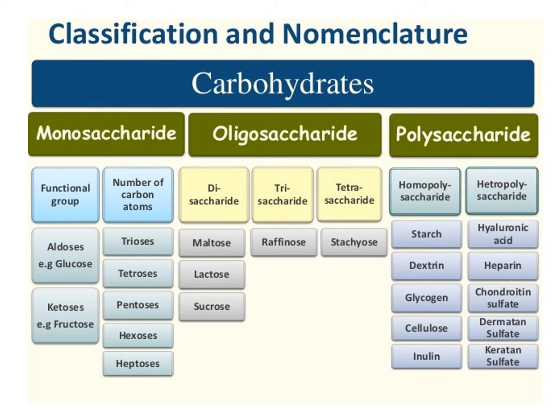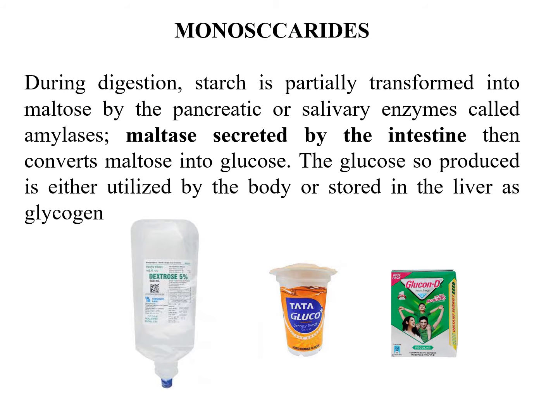Here you just need to understand that depending on the number of glucose moieties, we can categorize carbohydrates as monosaccharides, oligosaccharides and polysaccharides. Then we'll see the monosaccharides. Examples of monosaccharides are glucose, fructose, galactose, etc.